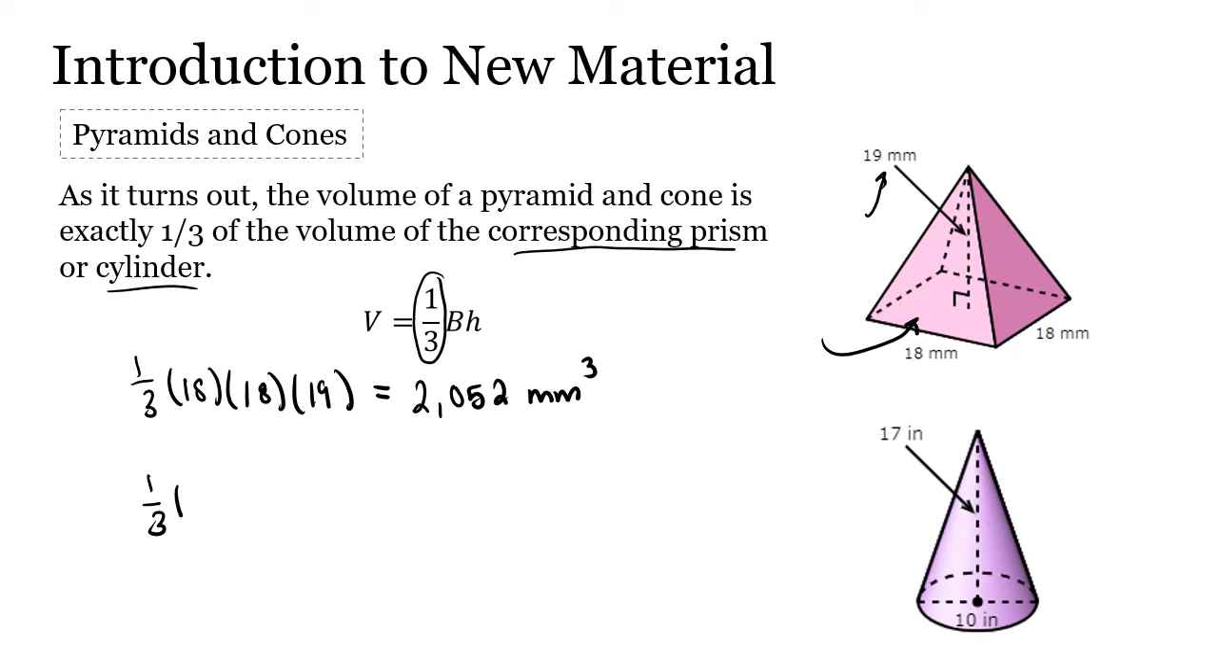All right, very similar process for the next one. 1/3 times the area of the base. Well, the base is a circle, so it's going to be pi r squared. This is 10, that's the diameter, so r is going to be half that. R is going to be 5. So pi times 5 squared, then all that times the height, 17. That's going to give me 444.83 inches cubed.